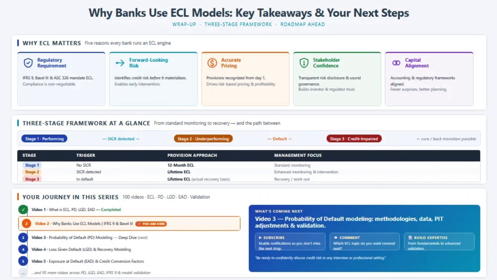And please, for your interview preparation, remember that ECL isn't just a compliance checkbox. It's a comprehensive framework for understanding credit risk. Understanding the why behind the ECL, the regulatory imperatives and the business logic, will allow you to discuss credit risk intelligently and demonstrate deep expertise. In our next video, I'll dive specifically into probability of default modeling. We'll explore the different methodologies, data requirements, and validation approaches. And that's where the real modeling begins.